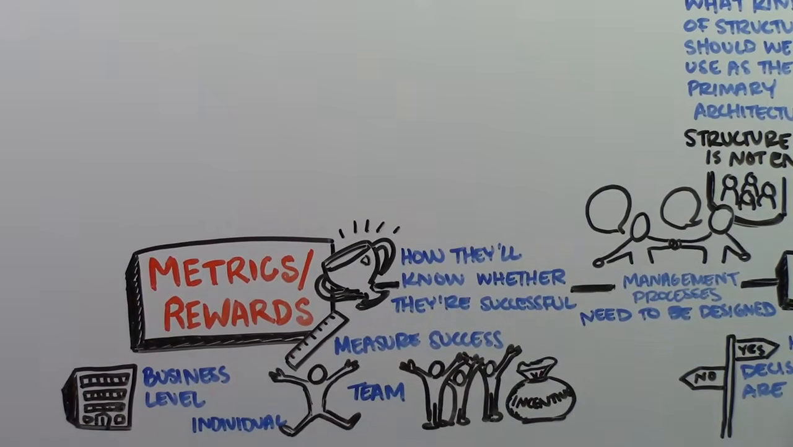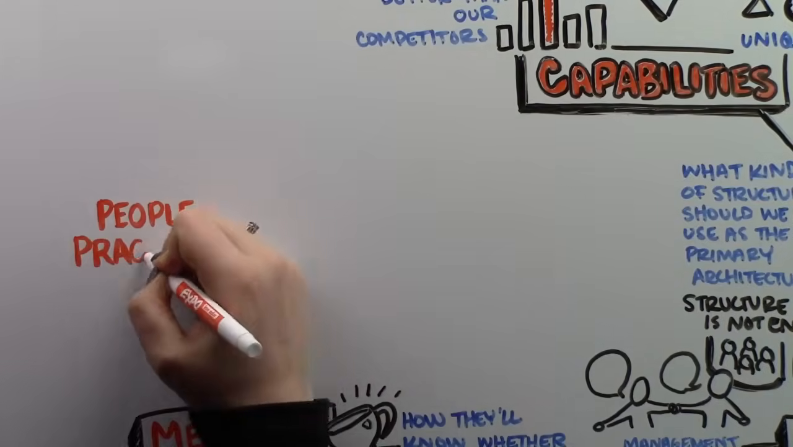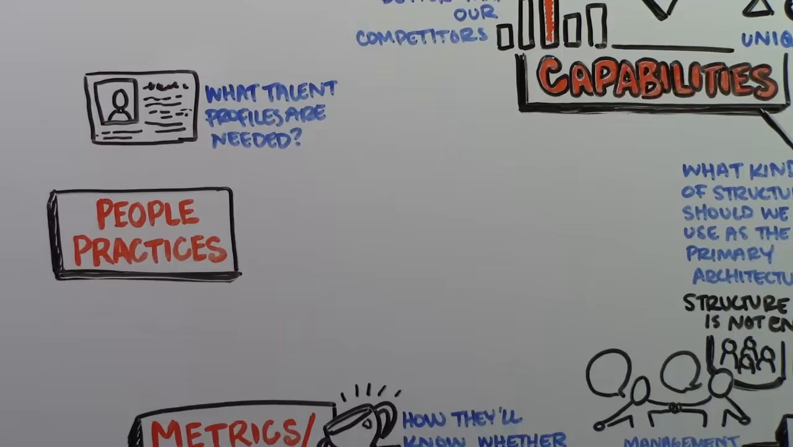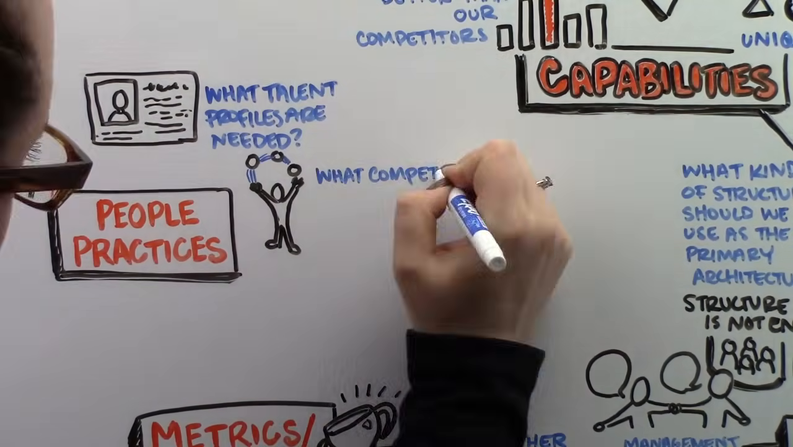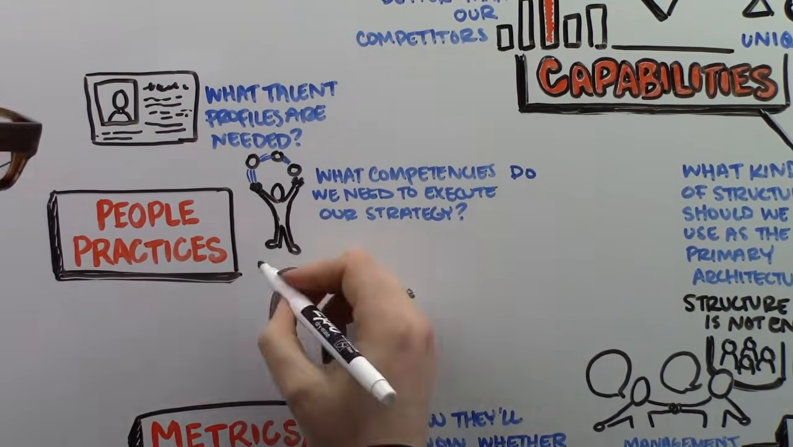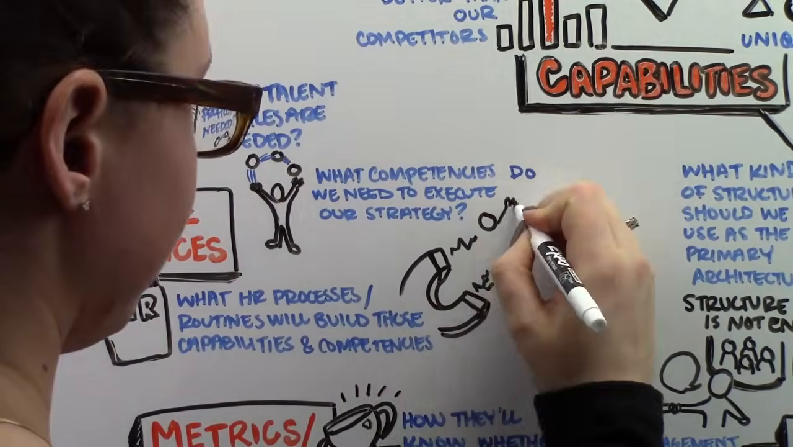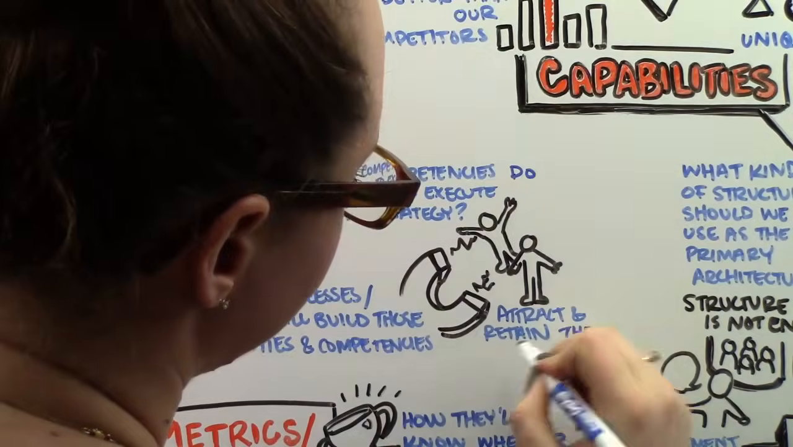None of this is possible without people. The final lever is people practices. What talent and profiles are needed? What competencies do we need in order to execute our strategy? What HR processes and routines will build those capabilities and competencies and ensure we are attracting and retaining the right people?